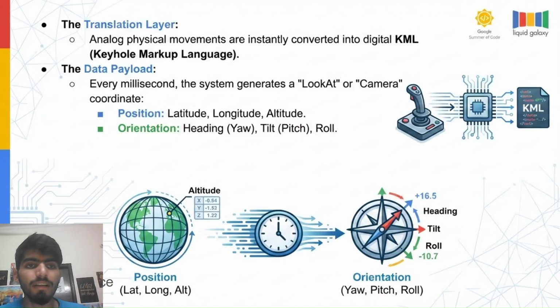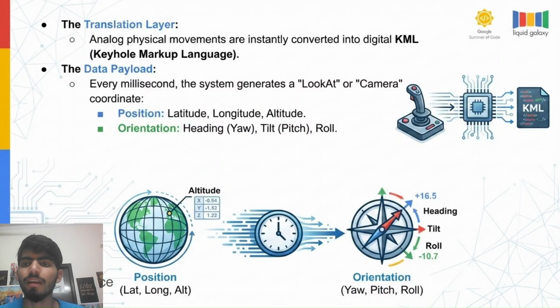We can see that there is a translation layer. When we are using analog physical movement like a joystick, that movement is instantly converted into KML, which is the language understood by Google Earth. KML is Keyhole Markup Language. It is basically like HTML. Like HTML is a skeleton when we are creating a website, KML is a skeleton or a blueprint. Similarly, KML is generic.